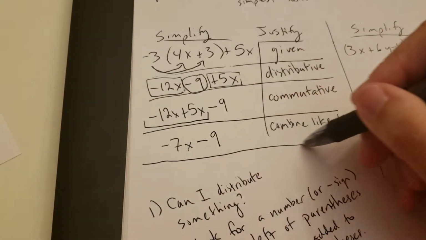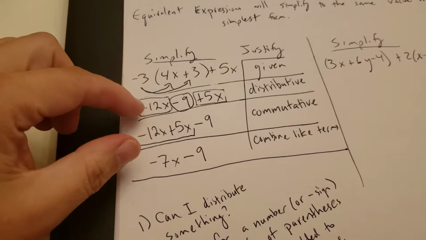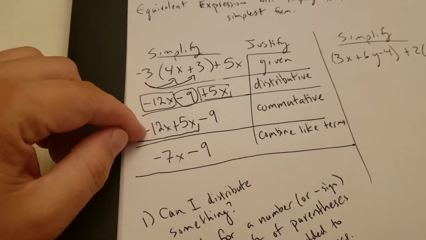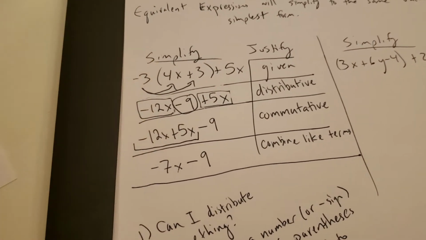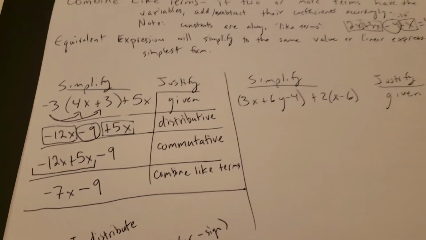You may have an extra line underneath this. That's okay. Some people don't even need to write down this step here. They just skip over it. Don't skip it. They do it in their head. So that's how you simplify.